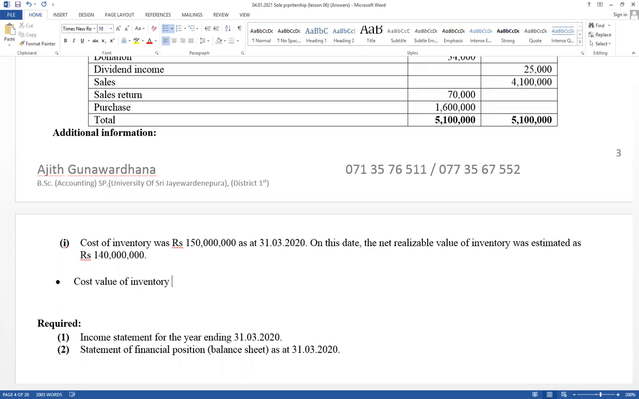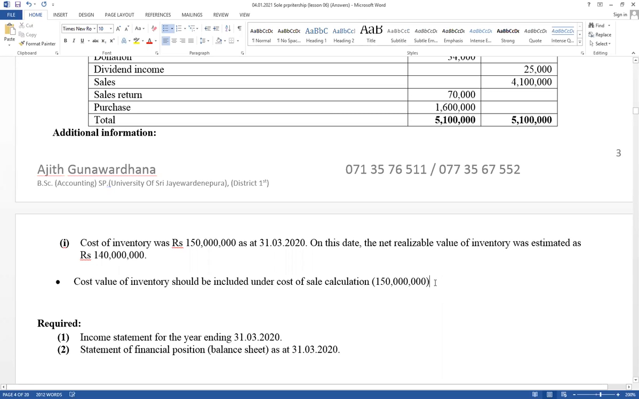Cost value of inventory should be included. Think about theory part. Cost value of inventory should be included under cost of sales calculation. Therefore, think about in this example, cost value equal 150,000. Therefore, values in 1,000, 150,000. That value should be included under cost of sales calculation. 150 million, but values in 1,000 equal 150,000.